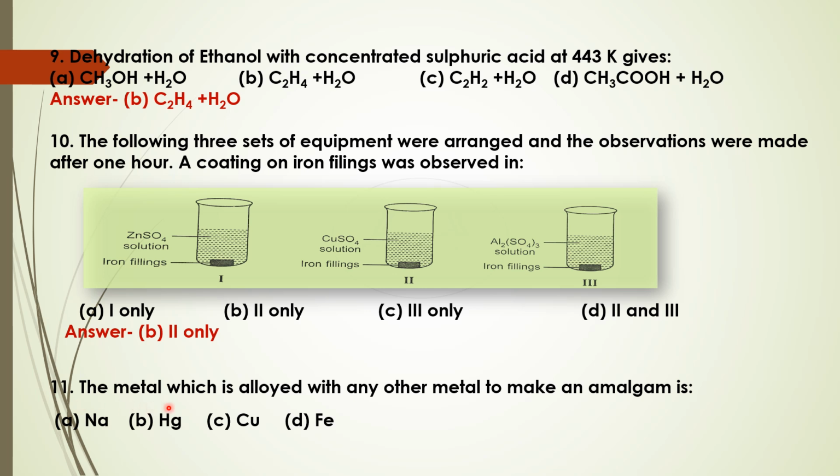Next question. The metal which is alloyed with any other metal to make an amalgam is sodium, mercury, copper or iron. Let us see the correct choice. It is B, Hg.